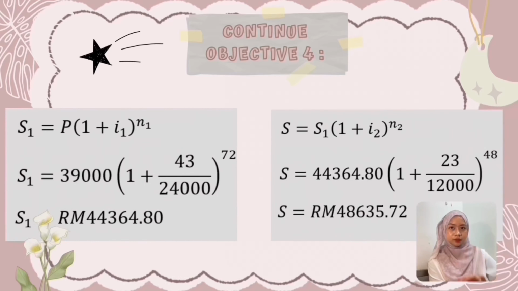So we continue the objective 4. The formula is S1 equals P(1 + I1)^N1. S1 equals 39,000(1 + 43 per 24,000) power of 72. So the total of S1 is 44,364 ringgit and 80 cents. The last one is S. The formula to calculate S is S equals S1(1 + I2)^N2. S equals 44,364 ringgit 80 cents(1 + 23 per 12,000) power of 48. So the total of S is 48,635 ringgit and 72 cents.